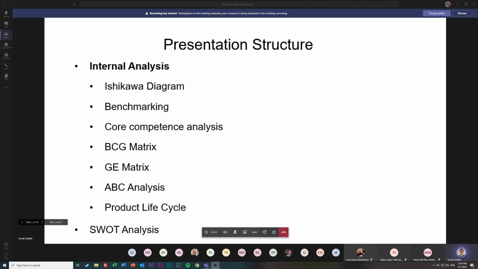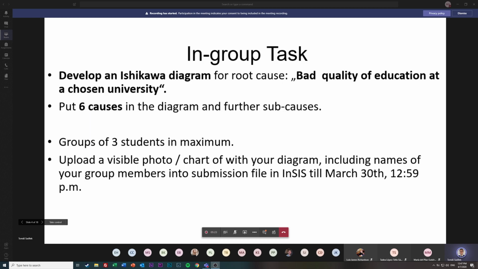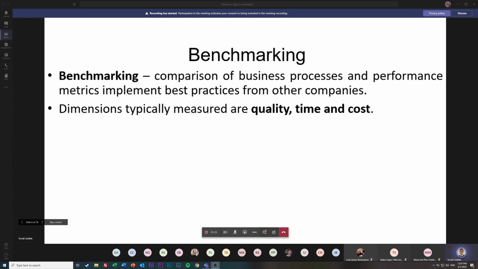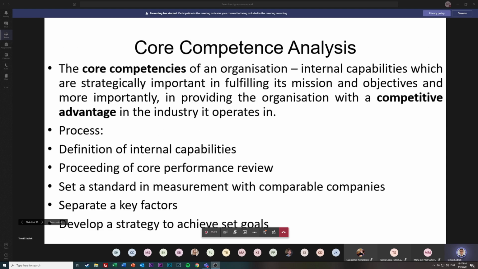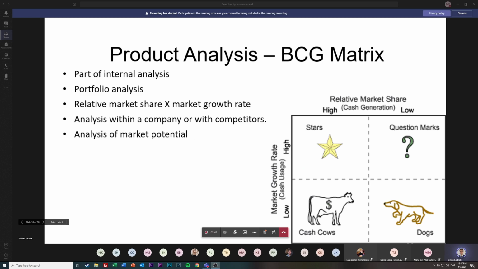You remember that we spoke about the Ishikawa diagram. You did the task previously. I hope that all of you checked the points obtained from the task. I think that almost all of you prepared in a very good way, so it's quite positive. That was the Ishikawa diagram. We spoke about benchmarking, and we applied it in the specific example of the core competence analysis for the comparison of our company with the competitors.